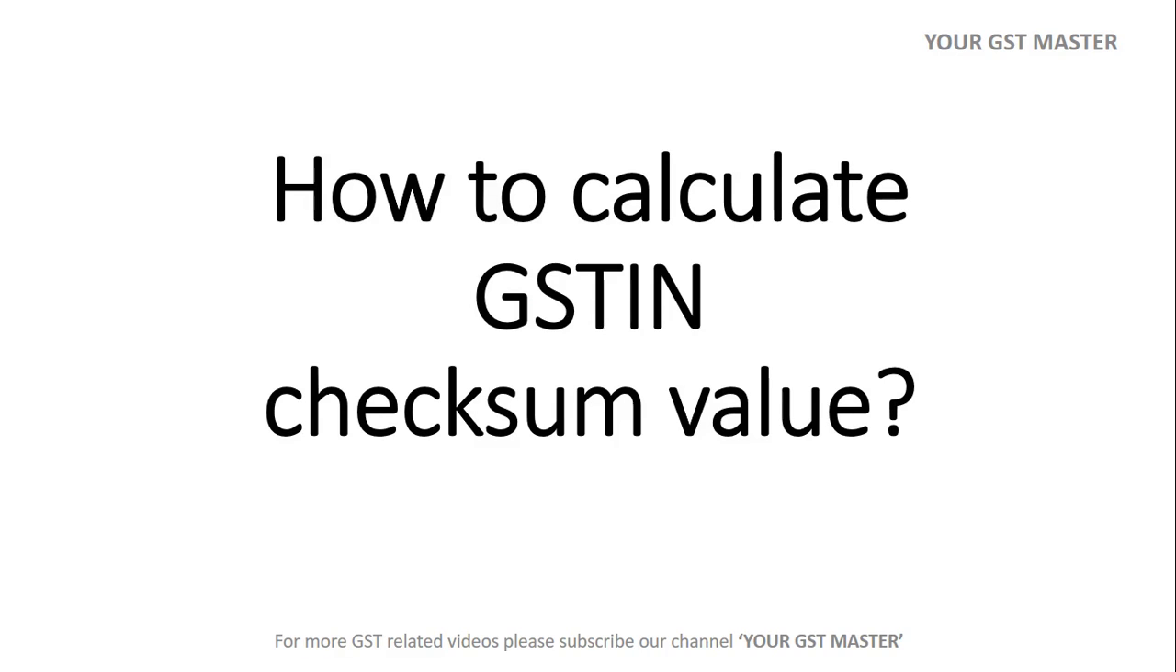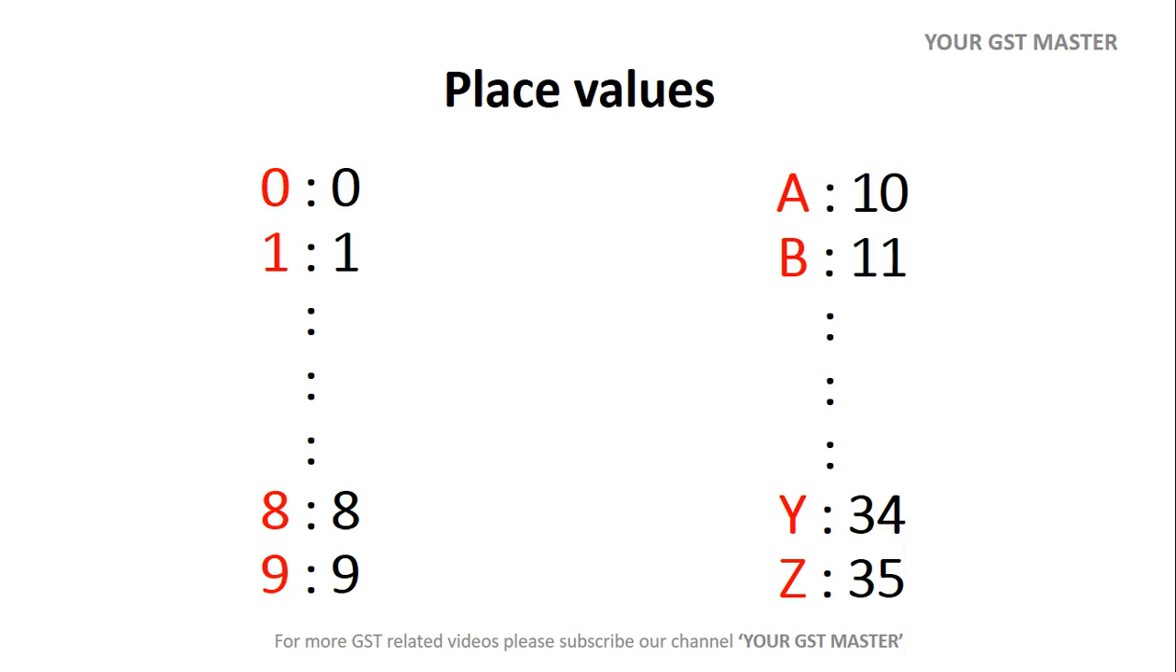How to calculate GSTN checksum value? The calculation of GSTN checksum value is very interesting and logical. Firstly, we need to set numbering to all possible digits in the GSTN number, meaning 0 to 9 and A to Z, by replacing them with 0 to 9 and 10 to 35 respectively. Means 0 denotes 0, 1 denotes 1, A denotes 10, like Z denotes 35.